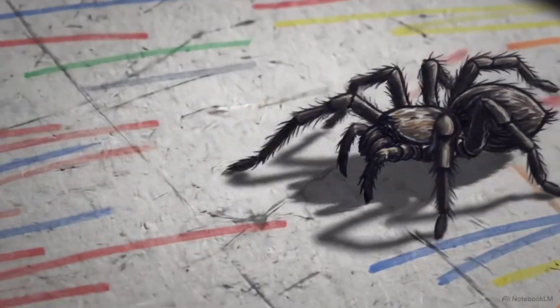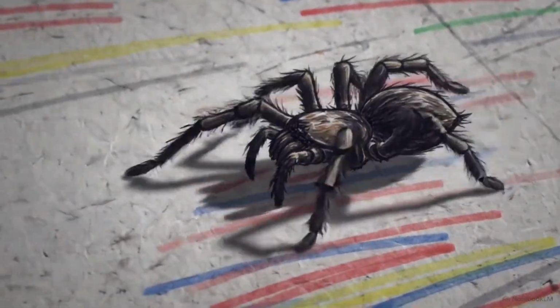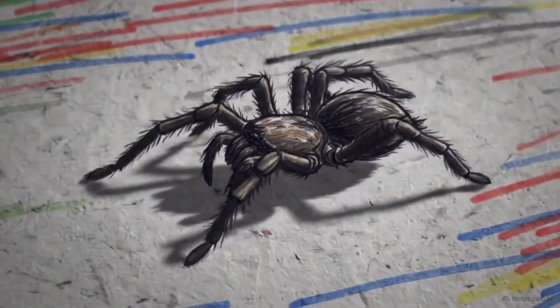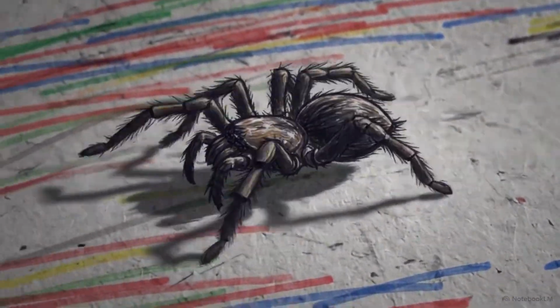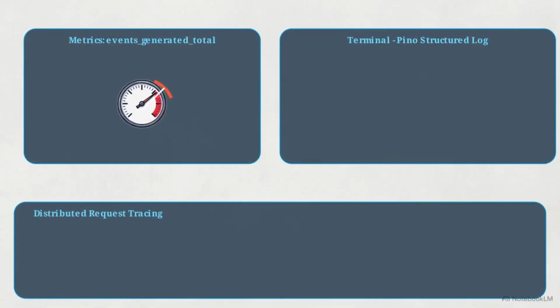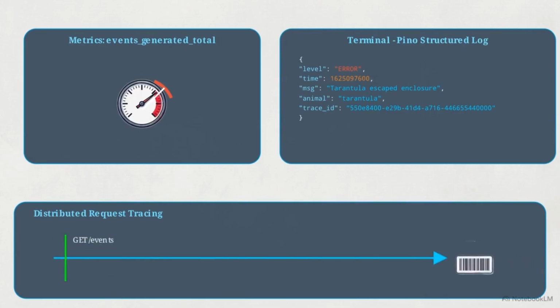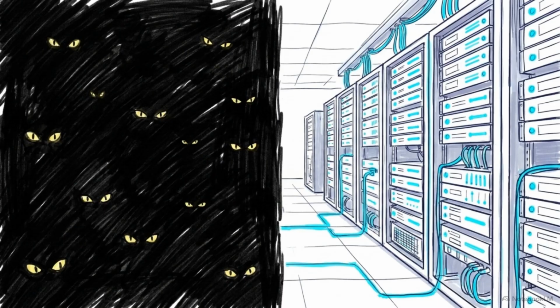Now, let's look at the actual payoff of this system. A tarantula has just escaped its enclosure in the dark. Instantly, our dashboard gauge spikes red, signaling a danger surge. Our perfectly organized records instantly show an error entry with the exact escape time. Scanning the attached barcode points directly to the visitor request that triggered the latch. This transition from guessing in the dark to seeing the light makes modern software reliable.